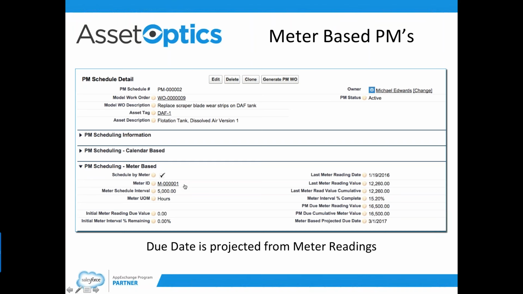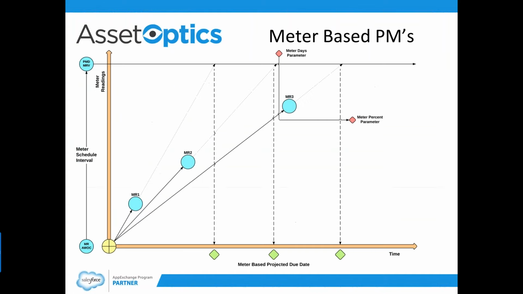So when you build an asset hierarchy, you can choose a meter for the parent record and propagate that down through the entire hierarchy for preventive maintenance scheduling. In other words, you can schedule PMs for components based upon the parent asset. What a meter-based PM schedule does is it takes your historical readings and projects those into the future. So let's look a little bit more, and we'll get an understanding of how meter-based PM schedules get calculated.